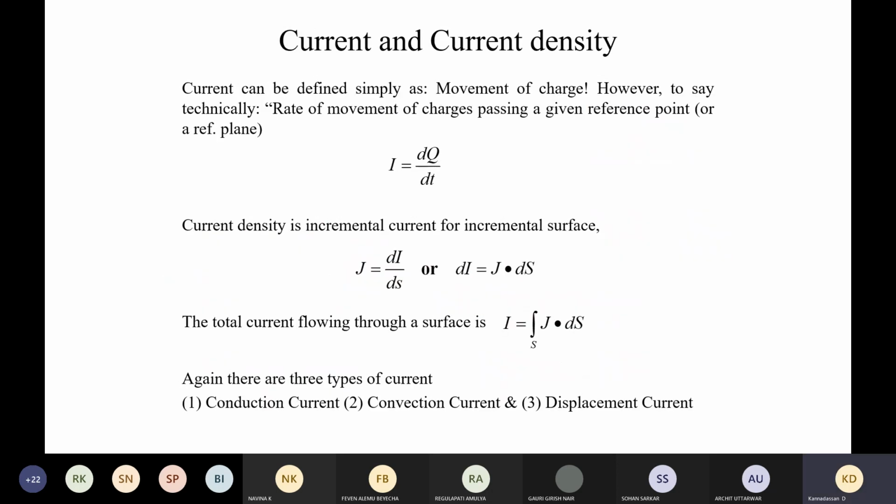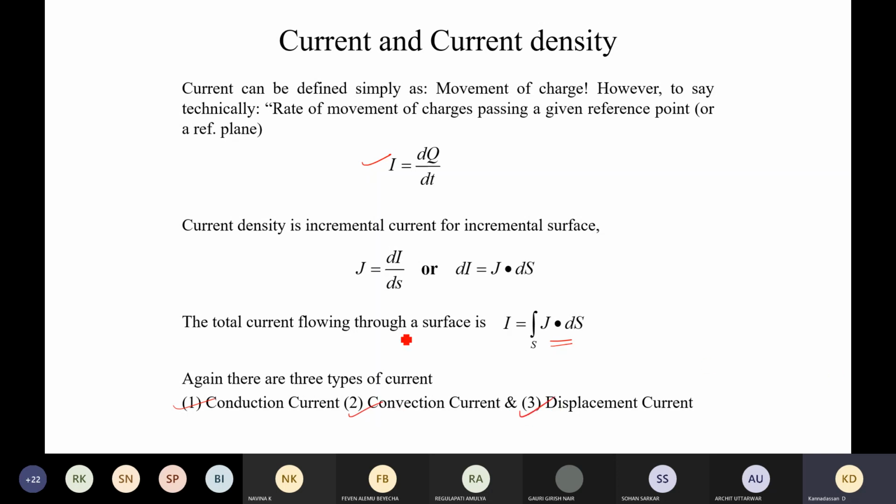In these two structures, the conductor as well as the dielectric material, the flow of electrons will be there. This flow of electrons, which we call the current, is defined as the movement of charge carriers with respect to time. And further, we define this in terms of the current density over the given space itself. And this current is divided into three currents: conduction current, convection current, and displacement current.